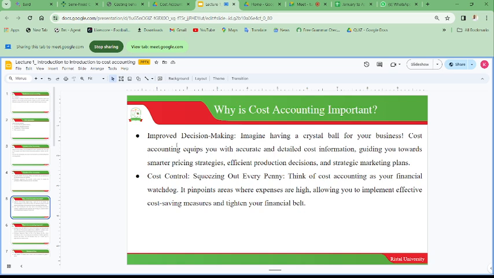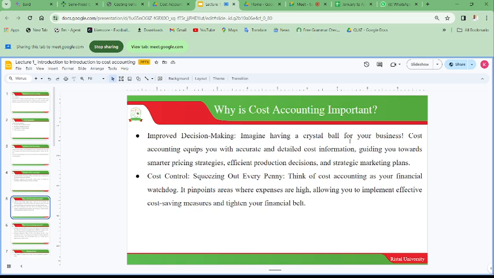So let's look at why cost accounting is important. Why is it so important? We have improved decision making. For example, let's imagine having a crystal ball for your business. Cost accounting equips you with accurate and detailed cost information. In other words, it guides you towards smarter pricing strategies, efficient production decisions, and strategic marketing plans.